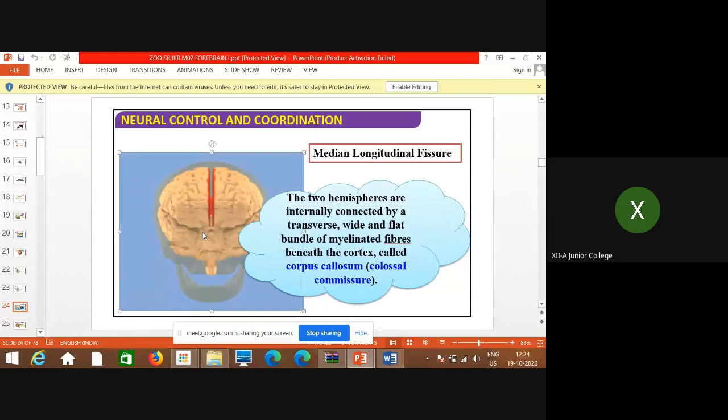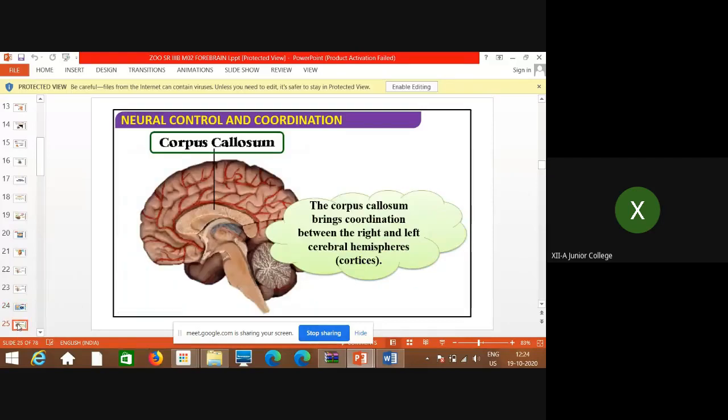So we are talking about the structures. You can see very clearly what the corpus callosum is. Here is the corpus callosum, the transversely wide myelinated nerve fibers. The corpus callosum brings coordination between the right and left cerebral hemispheres. Cortices is plural: left cortex and right cortex. These are called the left and right cerebral hemispheres.